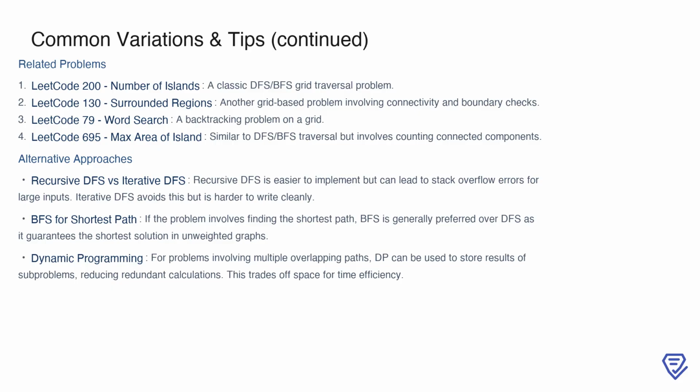When it comes to alternative approaches, it helps to know when to use recursive DFS versus iterative DFS. Recursive DFS is simpler to implement, but for large inputs, you might encounter stack overflow errors. Iterative DFS avoids this issue but requires more intricate implementation. If the problem involves finding the shortest path, BFS is usually preferred over DFS because it guarantees the shortest solution in unweighted graphs. Lastly, dynamic programming can be particularly effective for problems with overlapping paths. By storing results of subproblems, you can avoid redundant calculations, trading off additional space for time efficiency.